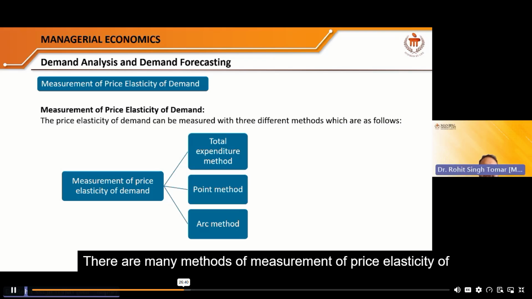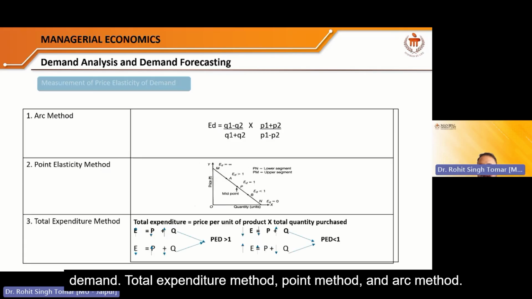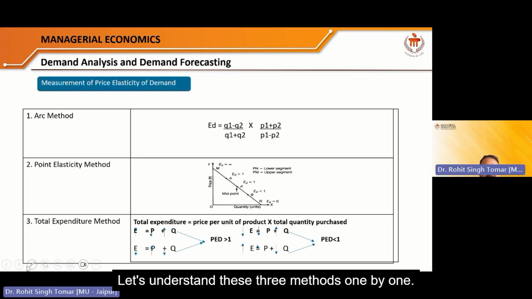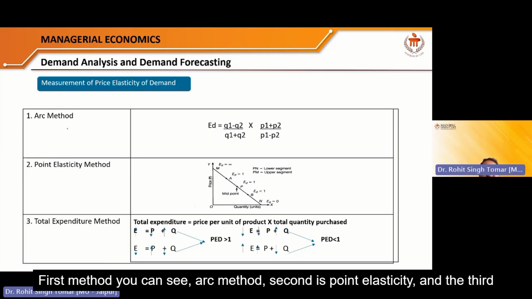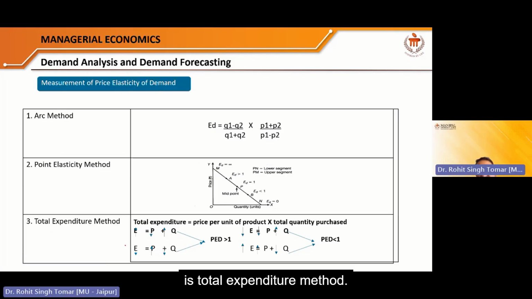There are many methods of measurement of price elasticity of demand: total expenditure method, point method, and arc method. Let's understand these 3 methods one by one. So there are 3 methods of measuring the price elasticity of demand. First method, you can see, arc method. Second is point elasticity, and the third is total expenditure method.